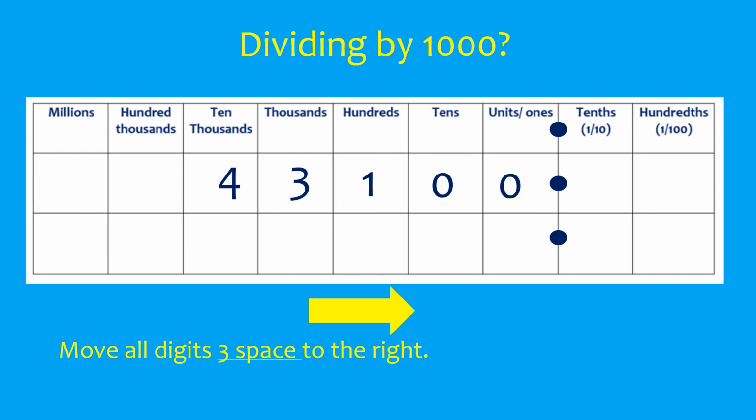And dividing by 1,000, we're going to move 3 spaces to the right. So this time, the 10,000s will go 1, 2, 3, will be in the tens, the thousands will be in the ones column, and the 1 will be in the tenths column. And that's fine, it's 43.1.